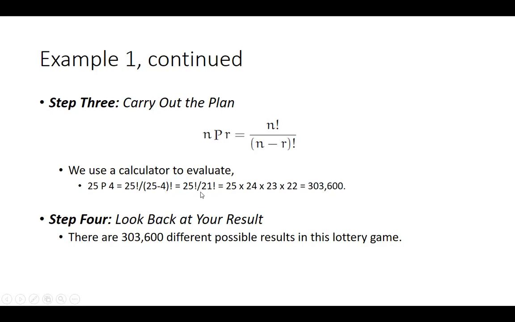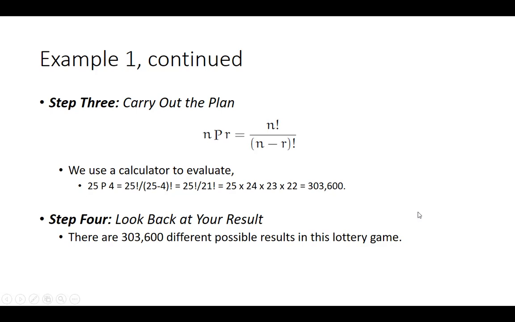The 21 factorial would cancel out of the top and the bottom, leaving us with just 25 times 24 times 23 times 22, or 303,600. And if you used your calculator to evaluate 25P4 straight away from the probability menu, you would get 303,600 right away without doing the intermediate calculations. So looking back at our result, there are 303,600 different possible results in this lottery game.